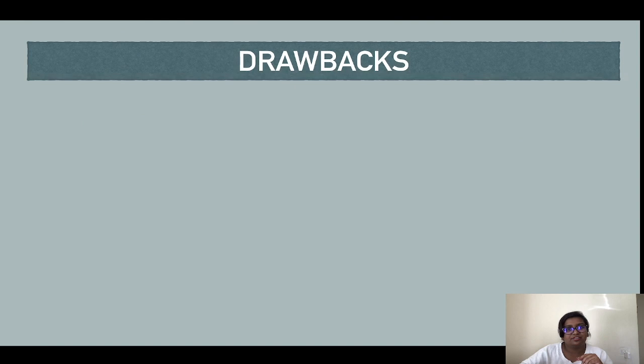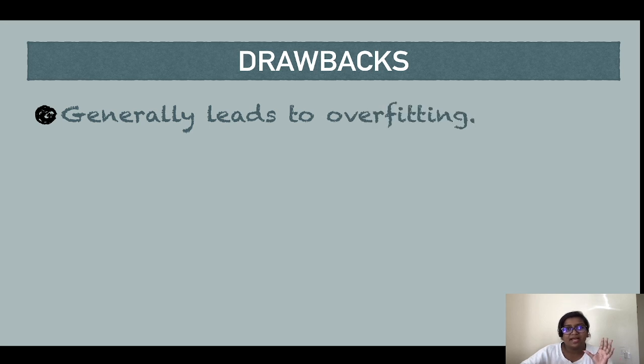Next, let's look at the drawbacks of decision trees. So the first and foremost is that it leads to overfitting. Decision trees lead to overfitting. That is the biggest problem of decision trees. Next one is that a decision tree can be unstable.